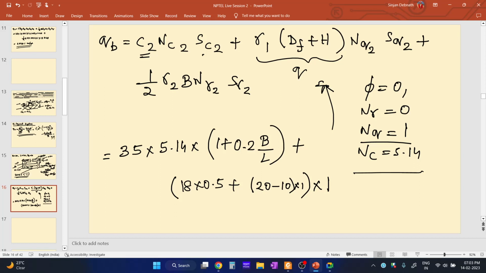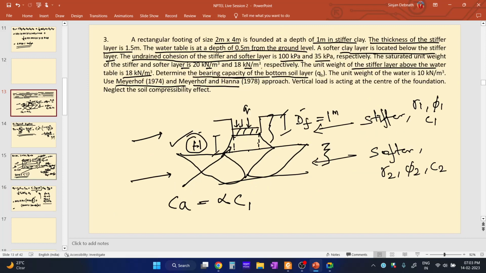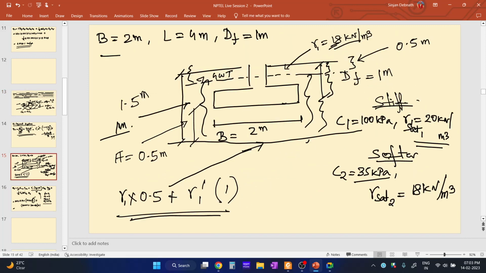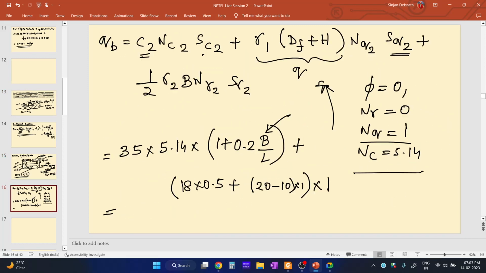And also the shape factor, that is the SQ2, is also equal to 1. So now if you solve, now you know the value of B. B is the width of the footing. How much is the width of the footing? B is equal to 2 meter, L is equal to 4 meter.